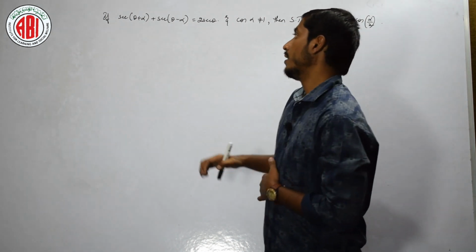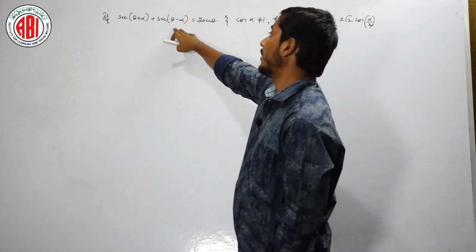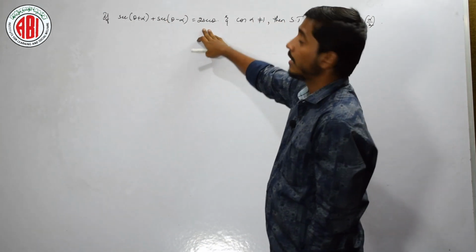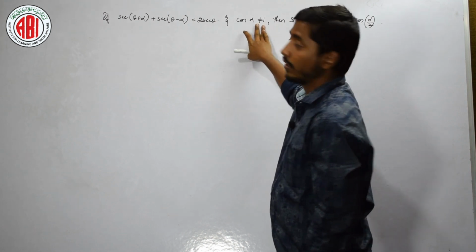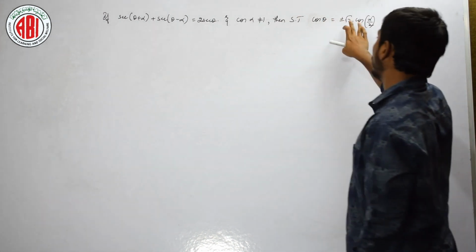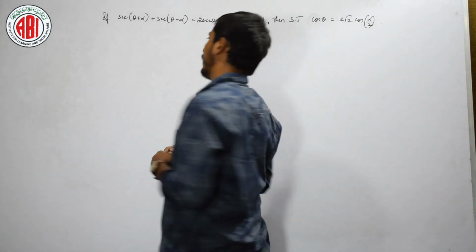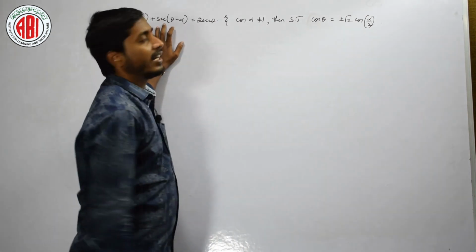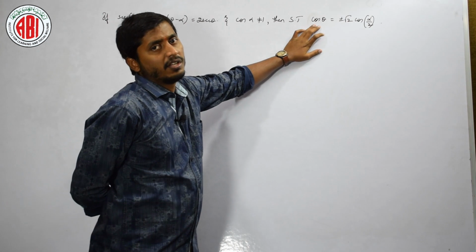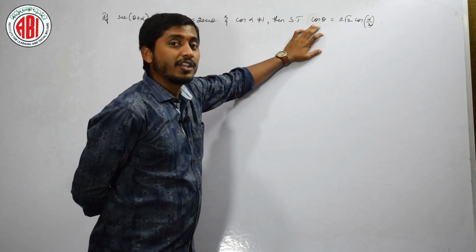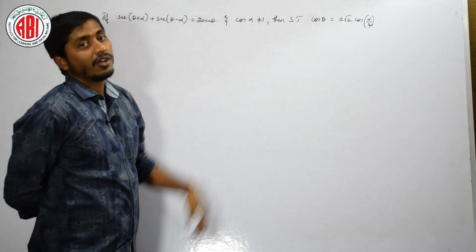So here the question says that if secant of theta plus alpha and secant of theta minus alpha is equal to 2 secant theta, and he specified that cos of alpha is not equal to 1, then show that cos theta equals root 2 into cos alpha by 2. How to do that? Can we solve everything in terms of secant? The question is in terms of cos. What can we do? Let us write secant in terms of cos.